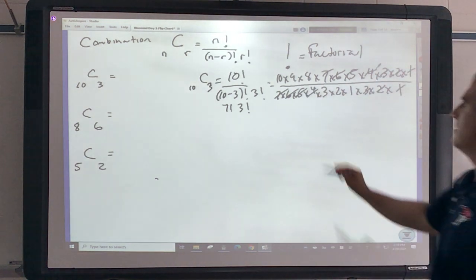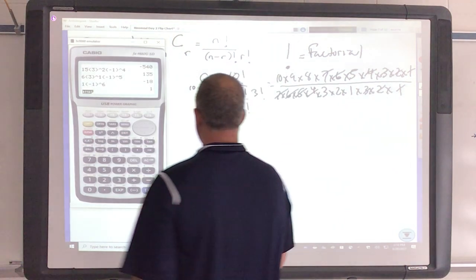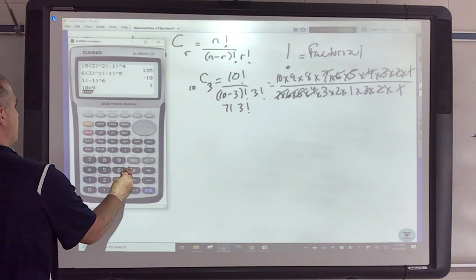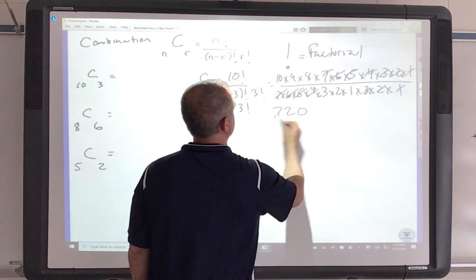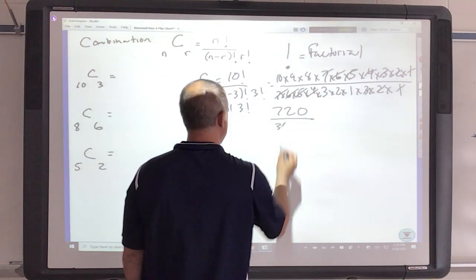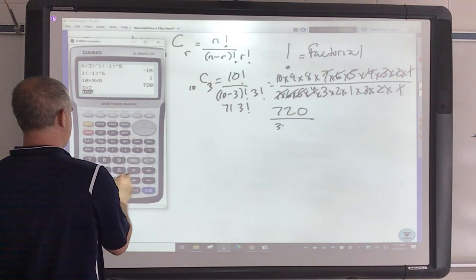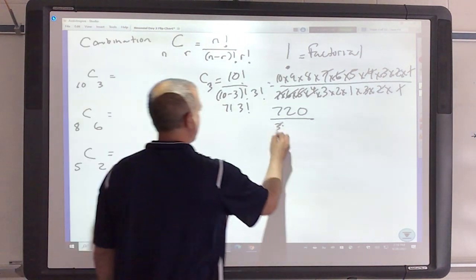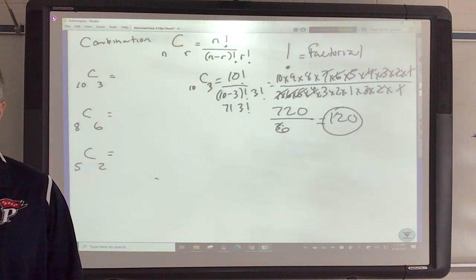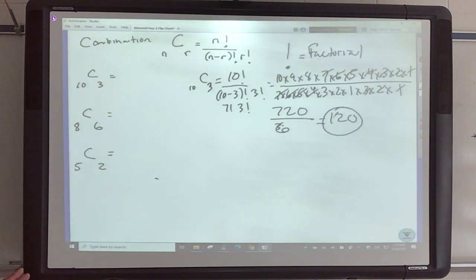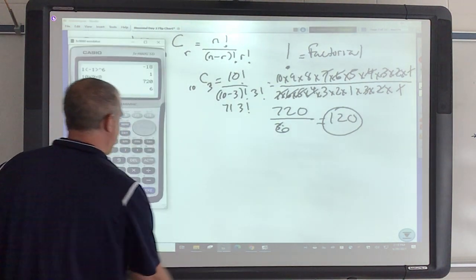So this is what you're left with. On the top is 10 times 9 times 8, which is 720. On the bottom is 3 times 2 times 1, which is 6. If I divide those, I get 120. Good for us, we don't have to do those calculations every time. I wanted to show you what they are. Now, let me show them in Casio.